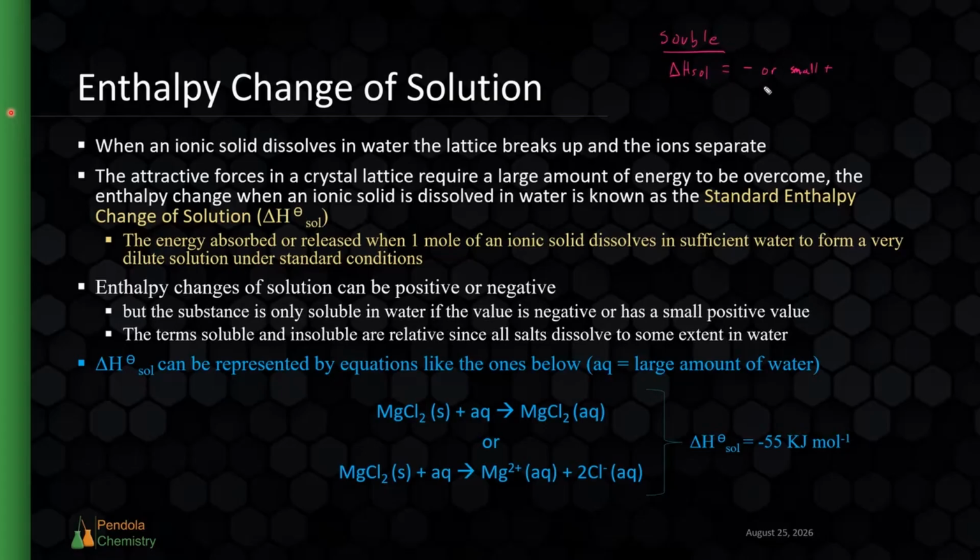So if the enthalpy change of solution is negative, it's exothermic, great, there's nothing to overcome, energy is released. Or if it has a very small positive value, ambient energy, the energy of the environment, can be used in order to overcome the enthalpy change of solution. But when delta H of solution is very large, then a compound is said to be insoluble. A compound is insoluble when delta H of solution is extremely large. So positive and large.